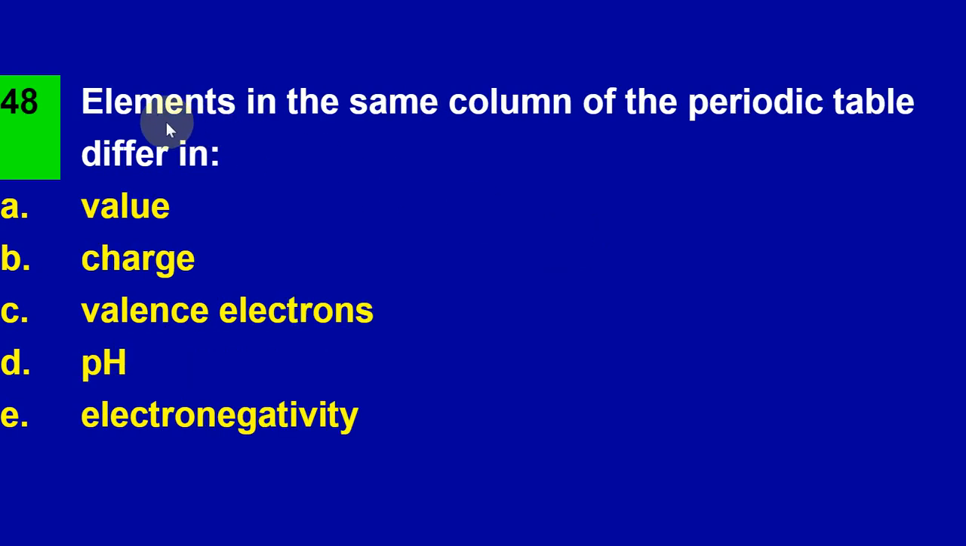Let's go to 50. Elements in the same column of the periodic table differ in, same column. What differs? Is it the pH? Is it the charge? Is it the value? What is the value? Valence electrons? Same column. Yeah, this is getting at electronegativity, right? If you go up and down a column, the electronegativity changes for each of those elements. What do you think? Yep, let's check. Yep, we're right. Next, 2 more, and we're done.